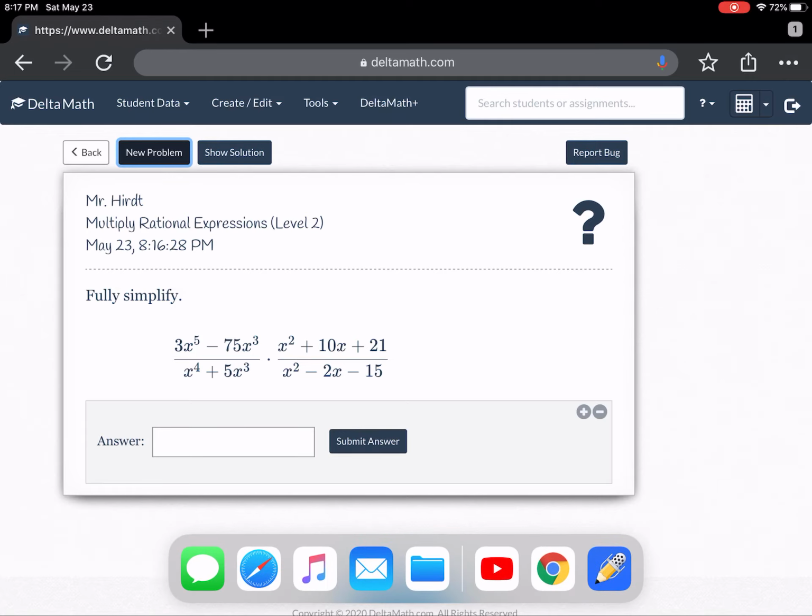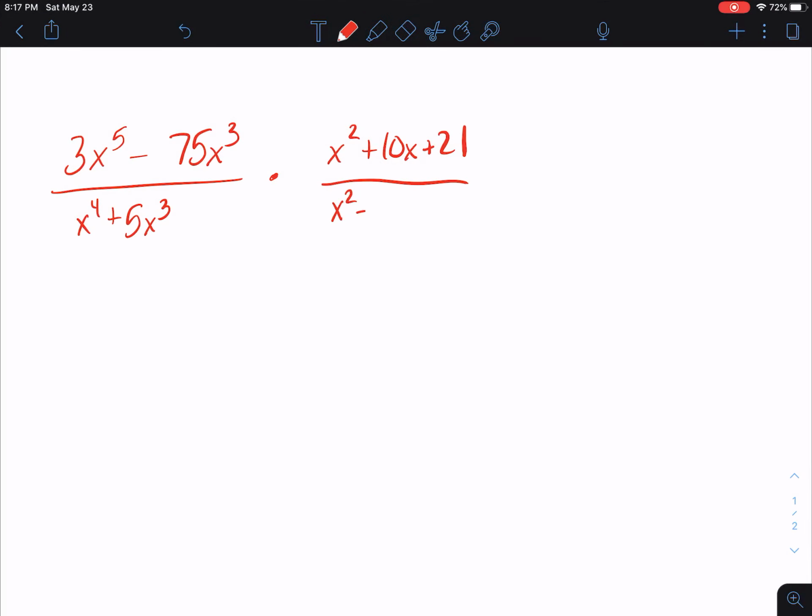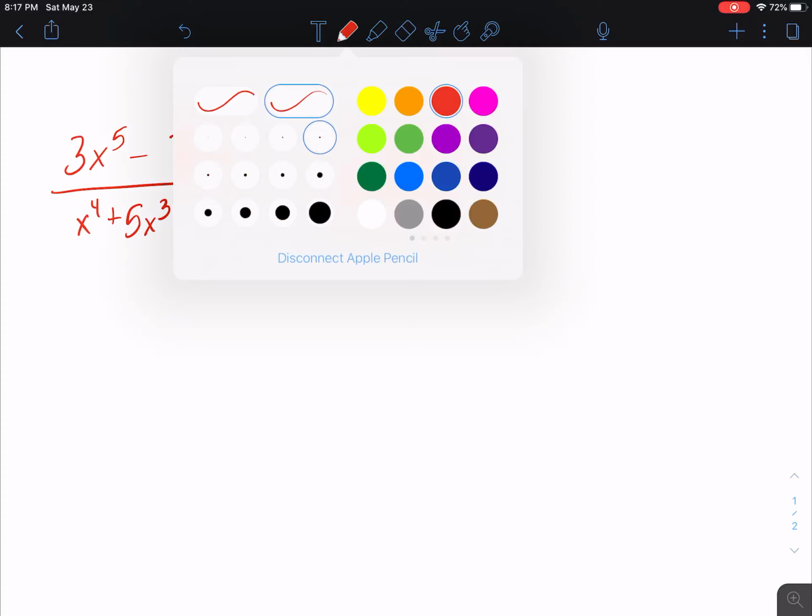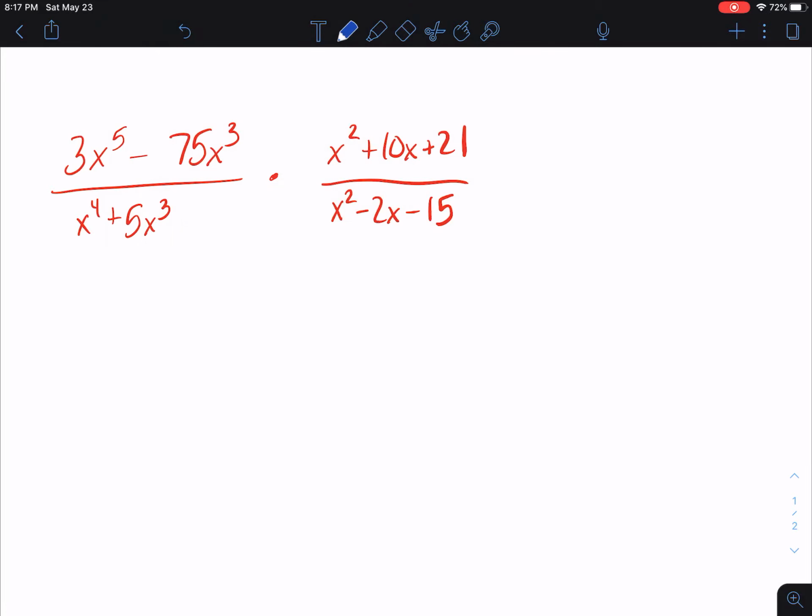And x squared minus 2x minus 15. Okay, so remember, step number 1 is to factor everything. So all we can do here is take a GCF out. Now, I'm going to jump the gun a little bit and do this one on the side of the paper because I have some experience to see that there's going to be something else that happens here.